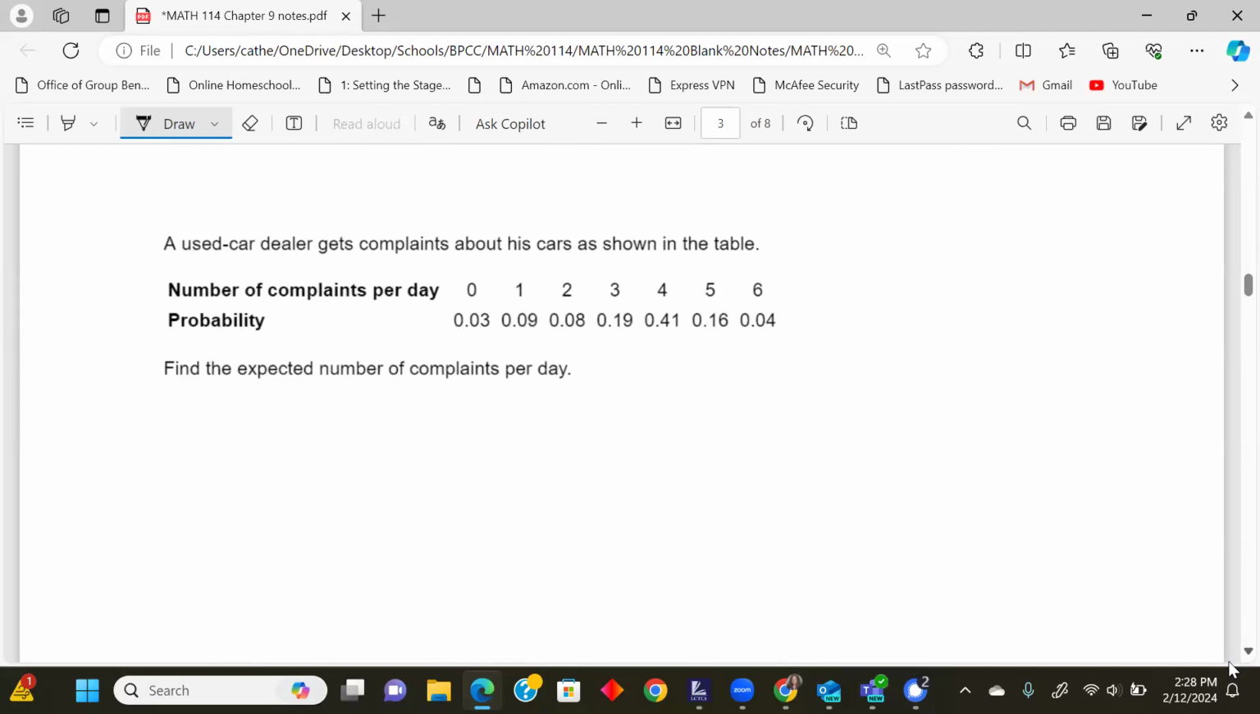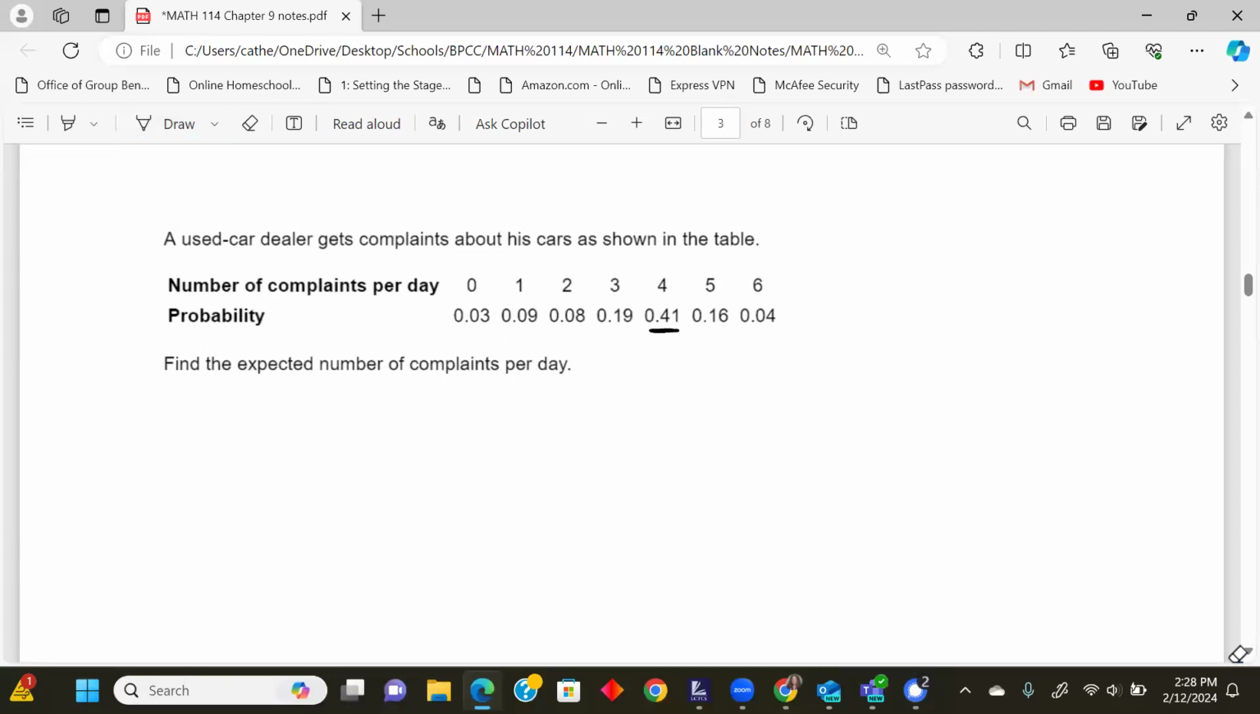The used car dealer gets complaints about his cars, as shown in the table. So number of complaints per day and the probability. The most he gets in a day, the highest probability, is 4 complaints. And it kind of goes down from there. So I would say the average is going to be between 3 and 5, probably closer to 3. Most of your expected values are going to be right there, pretty much in the middle. So again, this is going to be L1. This is going to be L2.